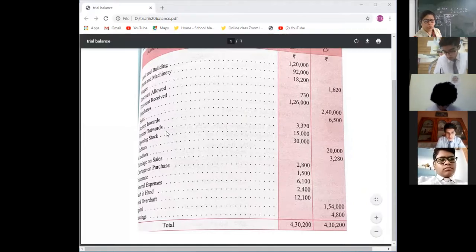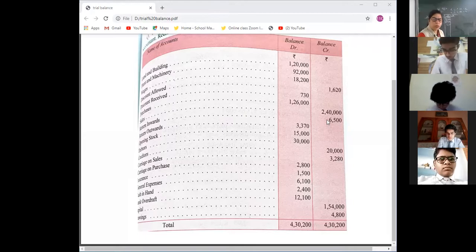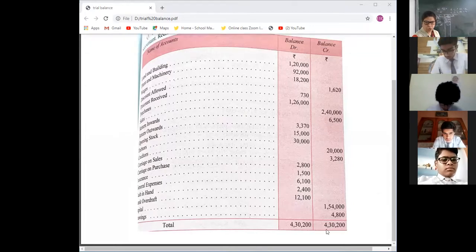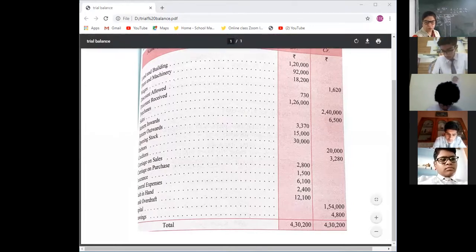Then here also, return inward, that is given wrong. Return outward, that is purchase return. Carriage given wrong, drawings given wrong, bank overdraft, that must be in credit side. Now, Tanish Malik, please tell us the total of debit side of your question.